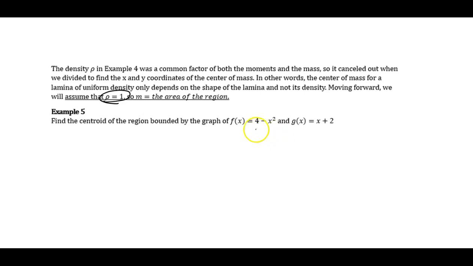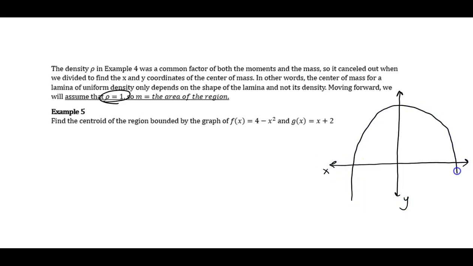We have two graphs, a parabola and a line. I will first start by sketching them. That's the same parabola that we worked with earlier. It has x-intercepts at -2 and +2, and has been pushed up 4 to the point (0, 4). Now we're introducing the line g of x is equal to x plus 2. That's a line with slope 1 that has been pushed up 2, and so that line looks like this.